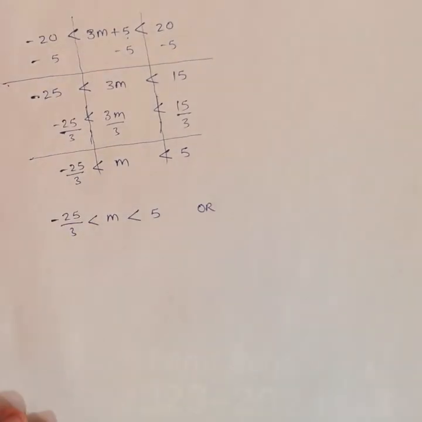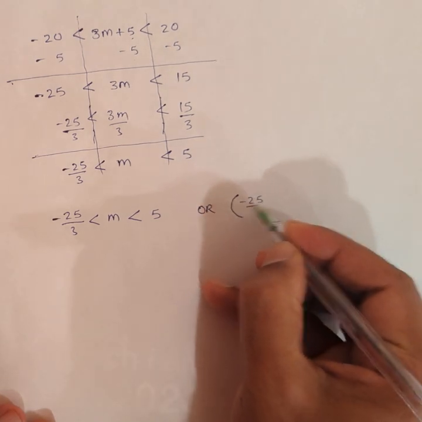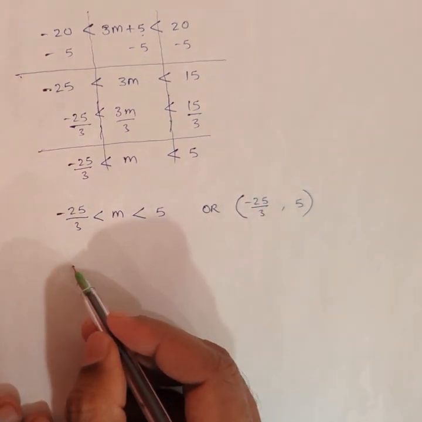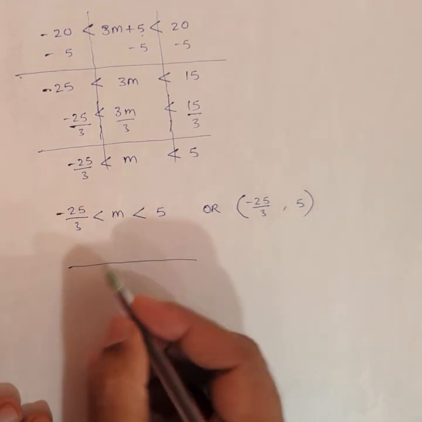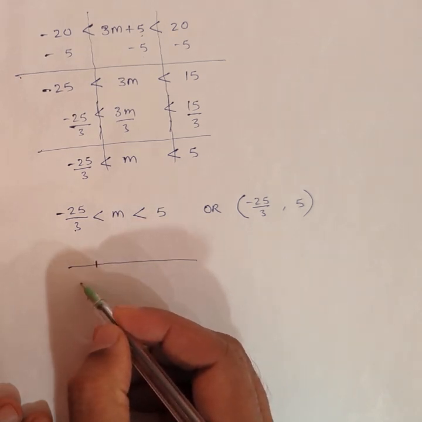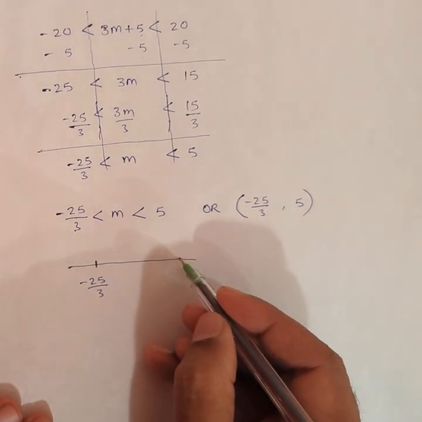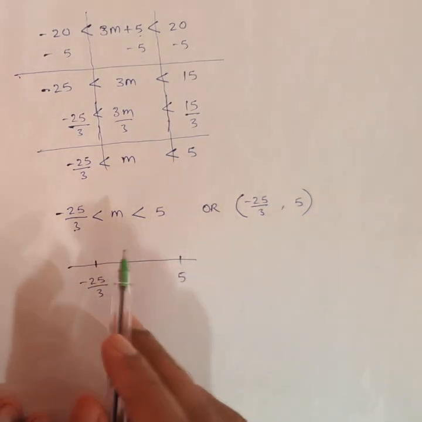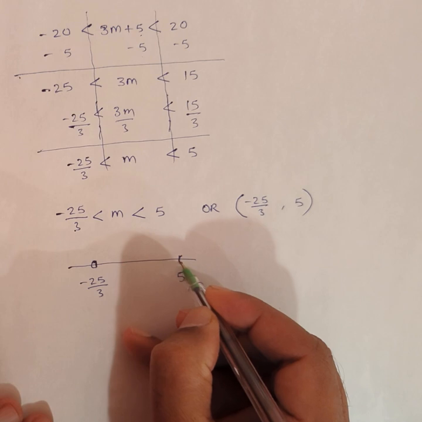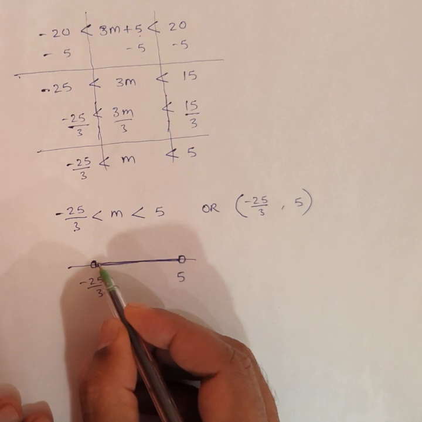If you want to write using interval notation, then it would be parentheses negative 25 over 3 comma 5. And how would you show it on a graph? Well, I'm just going to write down negative 25 over 3 and 5. I know negative numbers come on the left side, so I know negative 25 over 3 is on the left, 5 is on the right, and I've got to pick everything between these two except the boundaries. So the boundaries are going to be open circles, and that's your answer.